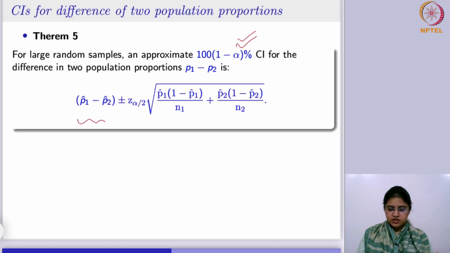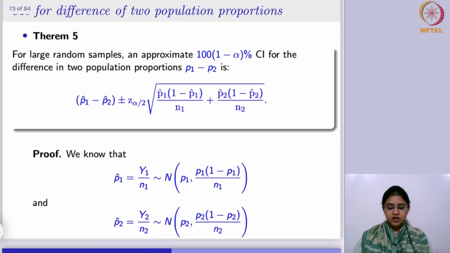Again, similar concepts we have seen, similar terms we have used. So this is your point estimate, and this is your margin of error, right? Z alpha by 2, and we have seen these things. If you look at the proof, it is very easy, because we know that P1 hat, the sample proportion for the first sample, would be Y1 by N1. So Y1 are those individuals who have that characteristic out of the total sample size, right?